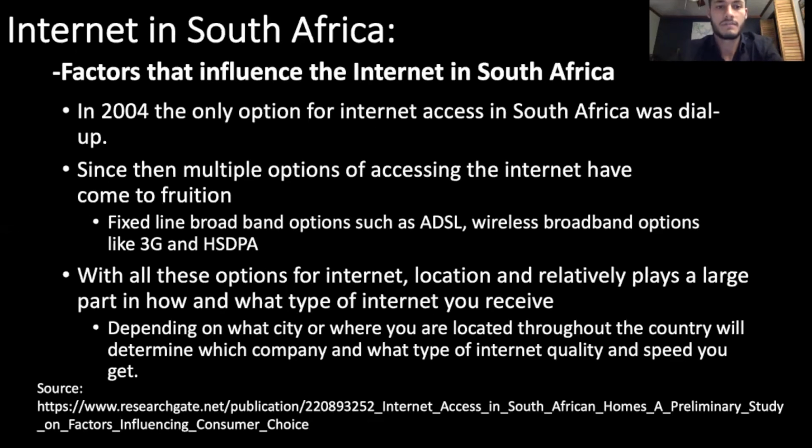Such things as fixed line broadband like ADSL, wireless broadband options like 3G and HSDPA. With all these options for internet, location and relativity also plays a large part in how and what type of internet you receive, just like in India. Depending on what city or where you're located throughout the country is going to determine what type of internet and what quality of internet speed you get.